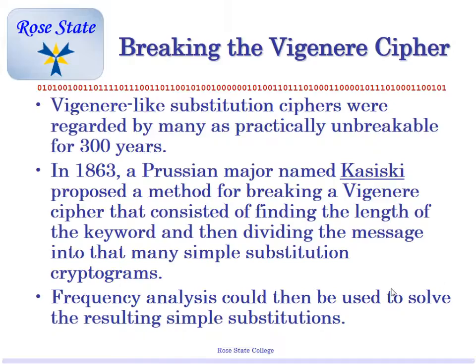All right. How can we break this? This cipher was considered unbreakable for 300 years. It says in 1893, a Prussian major, Kasiski, proposed a method for breaking this cipher. It consisted of finding the length of the keyword and then dividing the message into that many simple substitution ciphers. So then we could do frequency analysis on them.